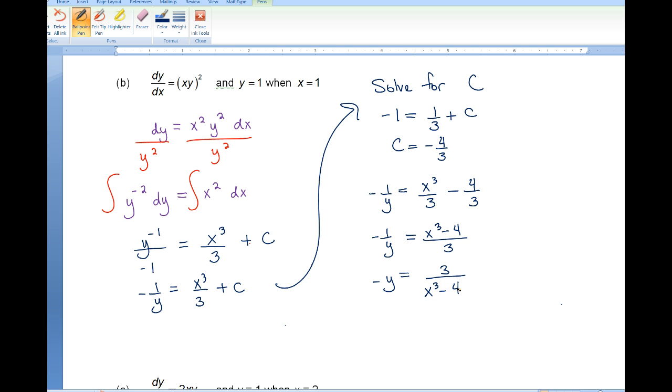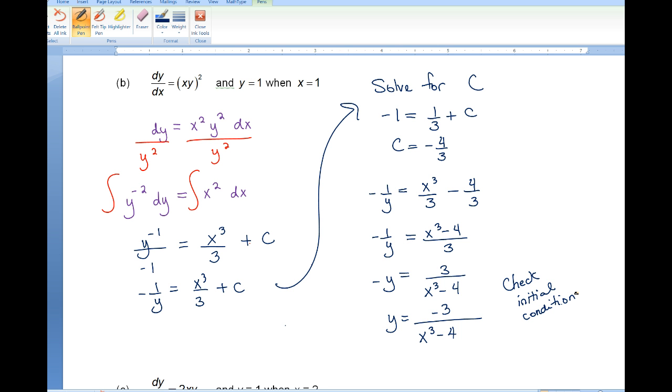Oh, let's not forget the negative in front of y. So I'm just going to make this y equals negative 3 over x cubed minus 4. Now plug in the original condition. We want to check the initial condition just to make sure that we don't have to put any restrictions or change anything. So if I plug in 1, 1, does that work? Yeah.